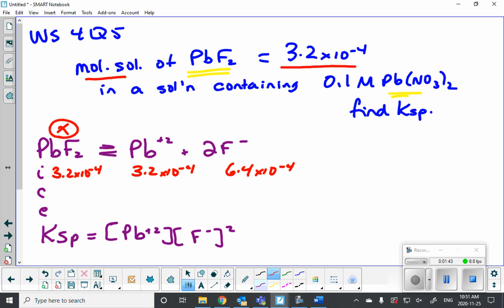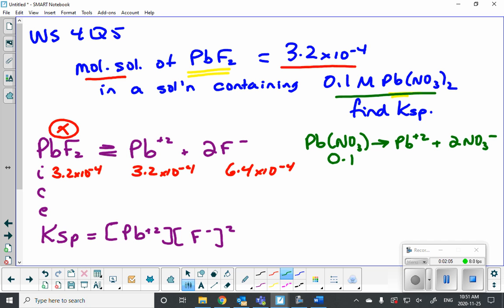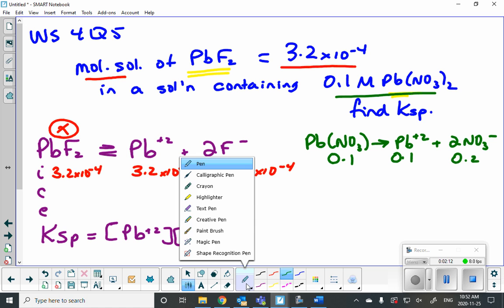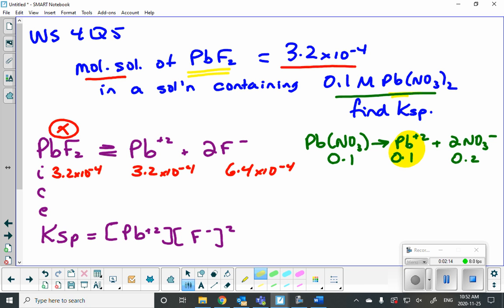And if this is all that there was, then that would be enough. I'd put that right in the brackets and go. But at the same time, we have lead nitrate, and it's very soluble. Lead nitrate breaks down entirely to give me lead plus 2 and 2 nitrate ions. If 0.1 mole of lead nitrate breaks down, it gives me 0.1 mole per liter of lead and 0.2 moles per liter of nitrate ion. Again, looking for the ion in common, I can see that I've got lead ion here and here.